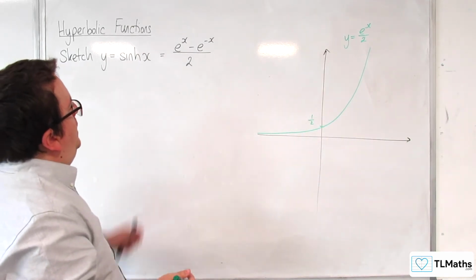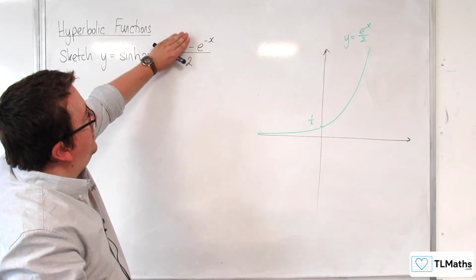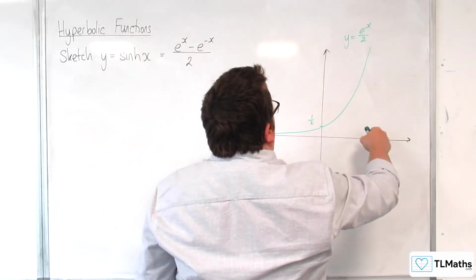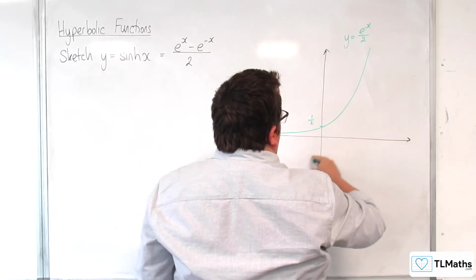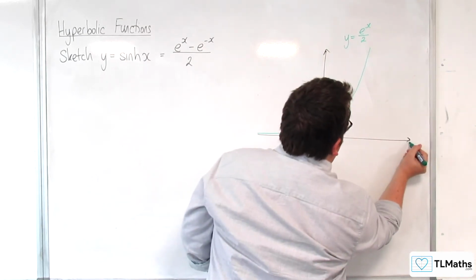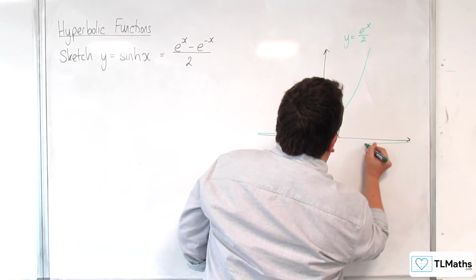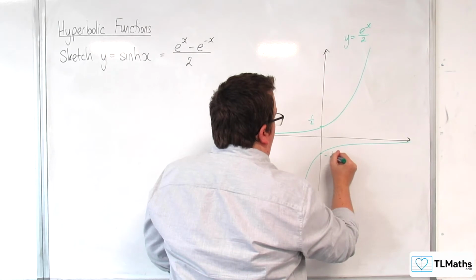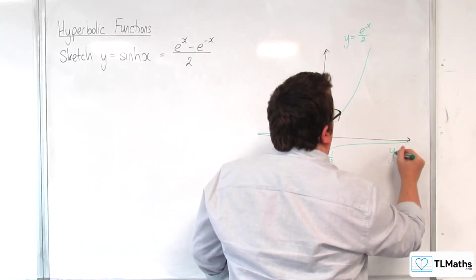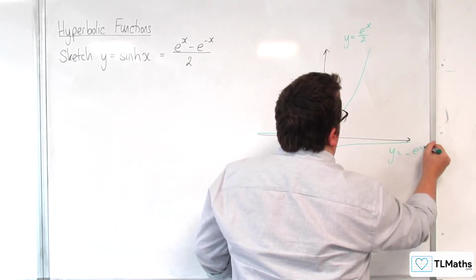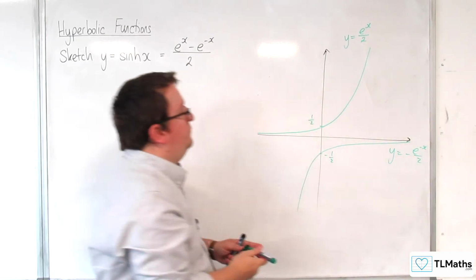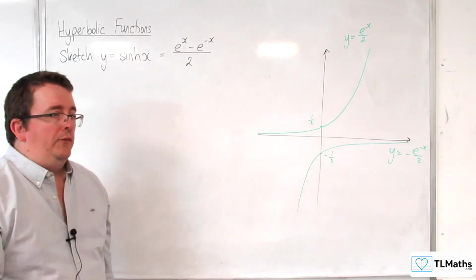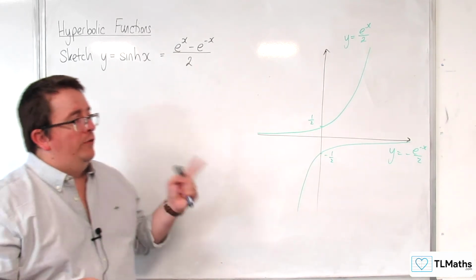And then you've got y equals minus e to the minus x over 2. Well, now that would be e to the minus x, so reflected in the x-axis. So something like this. And that would be minus 1/2. So this is y equals minus e to the minus x over 2. So, sinh of x is the sum of those two functions.